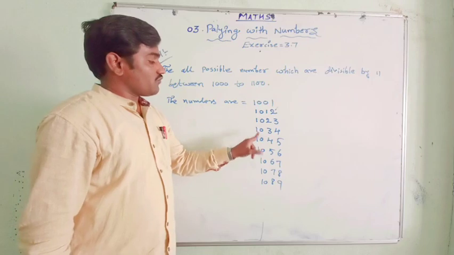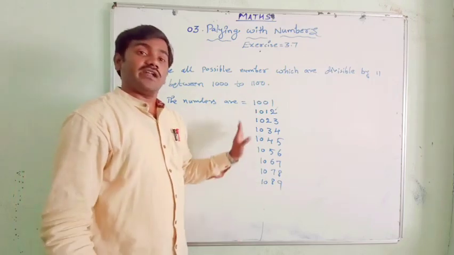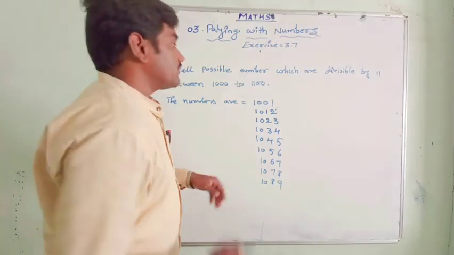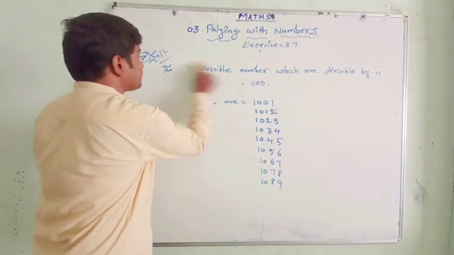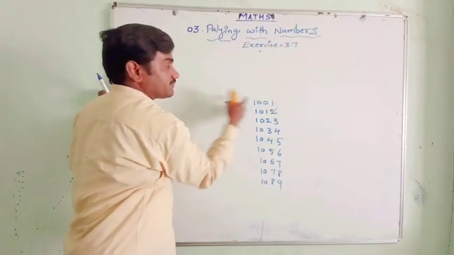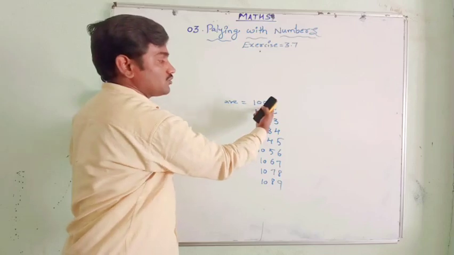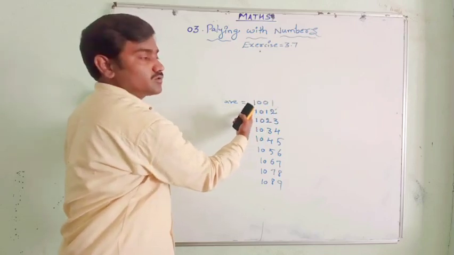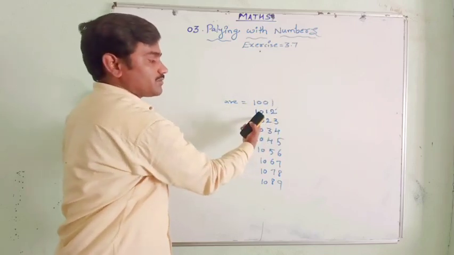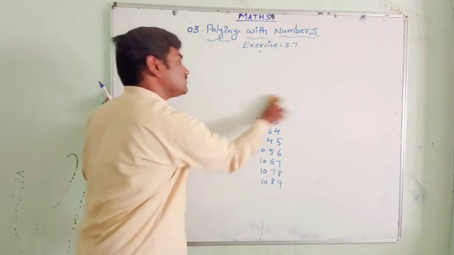So 1, 2, 3, 4, 5, 6, 7, 8, 9. There are 9 numbers which are divisible by 11 exactly between 1000 and 1100. Or you can check it here. 1 plus 0 is 1, 0 plus 1 is 1, 1 minus 1 is 0. 2 plus 0 is 2, 1 plus 1 is 2, 2 minus 2 is 0. 3 plus 0 is 3, 2 plus 1 is 3, 3 minus 3 is 0.